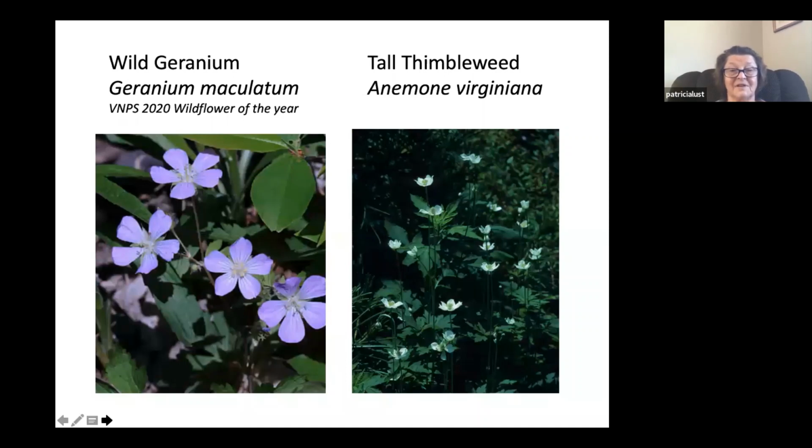Wild geraniums. They're kind of hard to get going from seed, but I think I have some in my garden to stay now. They have a probably about a 2-inch wide flower, and it's beautiful. It's a beautiful color. It was the native plant of the year for the Virginia Wildflower Association this past year. Tall thimbleweed will grow about, oh, I'd say 3 feet tall, and a profusion of white flowers. Both of these flowers like at least some shade.